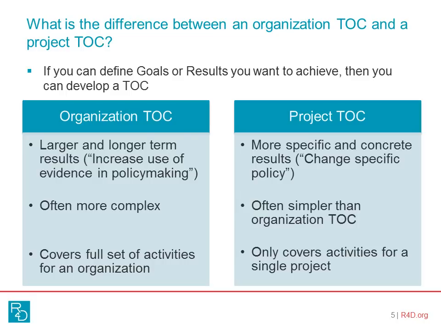Organization level theories of change are often more complex than those at the project level, and they cover a full set of activities for an organization. On the other hand, project level theories of change define generally more specific and concrete results. For example, changing a specific policy. They're often simpler than organization theories of change, and they only cover activities for a single project. The important thing to realize as you're defining a theory of change is that for any goal you have or result you want to achieve, it's possible, or it should be possible, to design a theory of change.